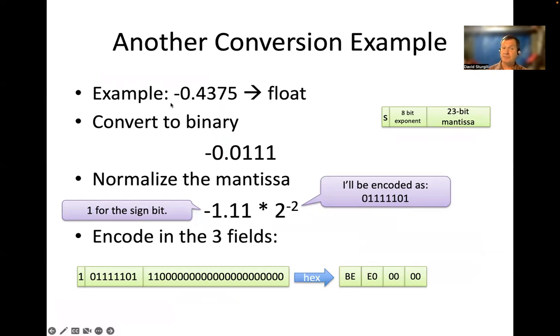Well, we'd probably start by converting. So we'll remember that's a negative number. We'll take 0.4375 and convert that to decimal. And I won't go through that in detail, but if you do that, you should get, or sorry, I said convert that to decimal. I should have said convert it to binary. And if you do that yourself, you should get 0.0111.